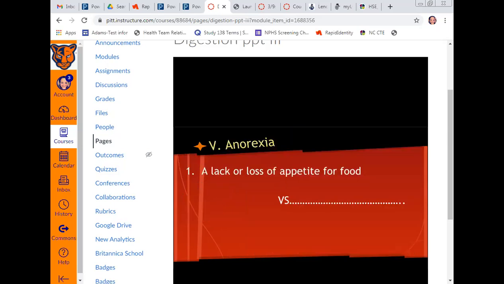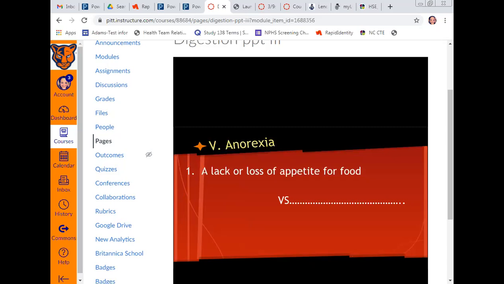Okay. Now we're going to talk about a couple of different disorders. These are not disorders necessarily associated with the digestive system per se. They are mental health disorders. We are going to talk about the difference in anorexia nervosa and bulimia nervosa. Anorexia is just a term that we use to describe someone who has a lack of appetite or they lose their appetite. Think about it.